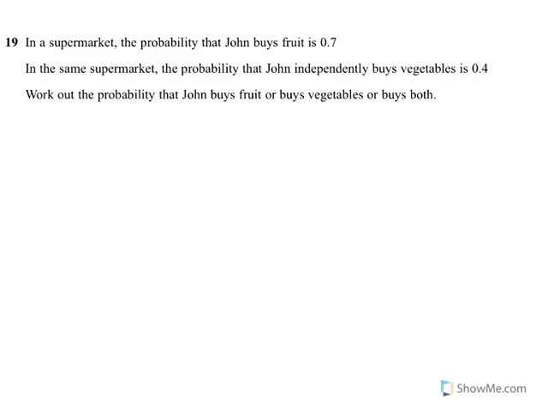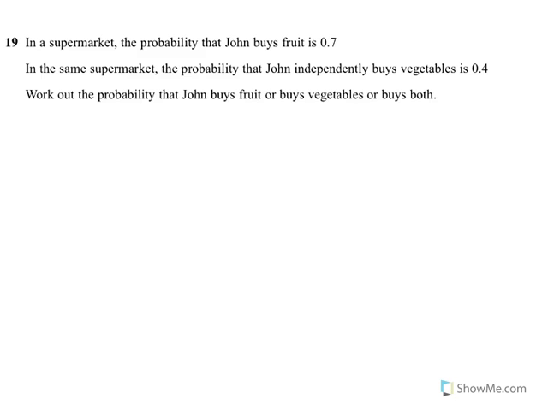Question 19. In a supermarket, the probability that John buys fruit is 0.7. In the same supermarket, the probability that he independently buys vegetables is 0.4. Work out the probability that John buys fruit, or buys vegetables, or buys both.